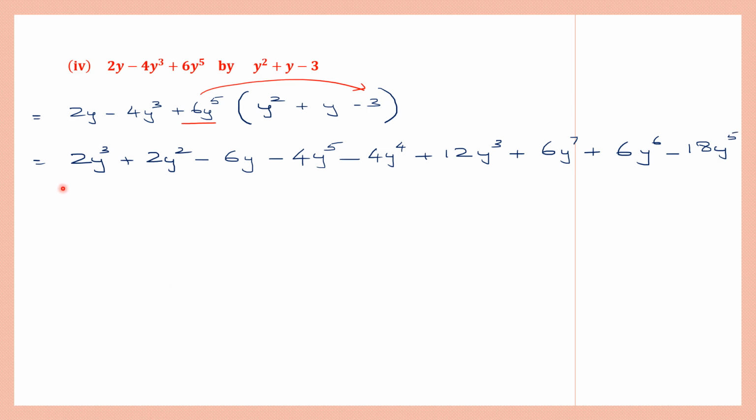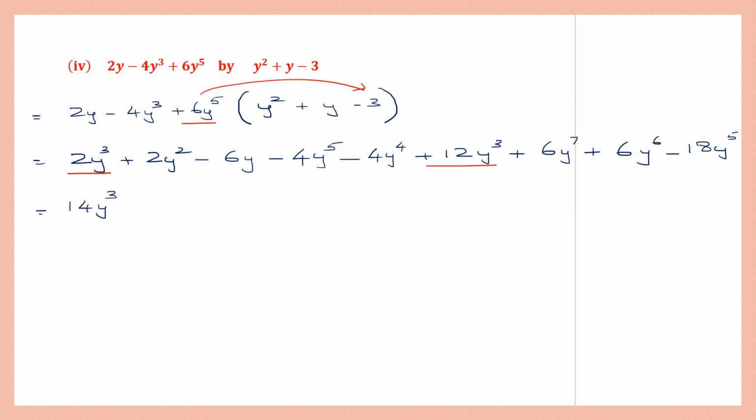You need to do this slowly. So once you get this, you have to start looking for the like terms. So here we have y to the power of 3. Do we have another y cubed anywhere? Yes, here we have a y cubed. So we need to write these two, that is 2y cubed plus 12y cubed. So 2 plus 12 is 14, y to the power of 3.